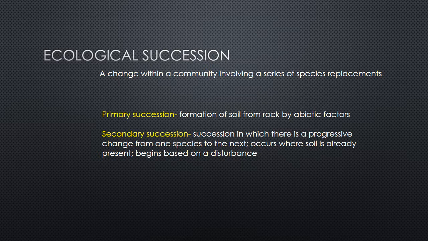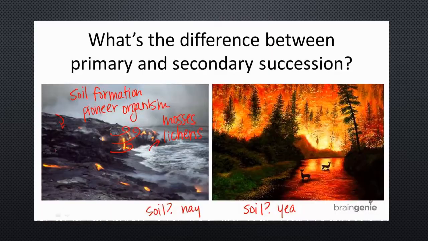Secondary succession is basically repairing a community. It's succession in which there is a progressive change from one species to the next, and it occurs where soil is already present. So it begins when there's a disruption in the community. So this is just a quick way to remember the difference between primary and secondary succession.